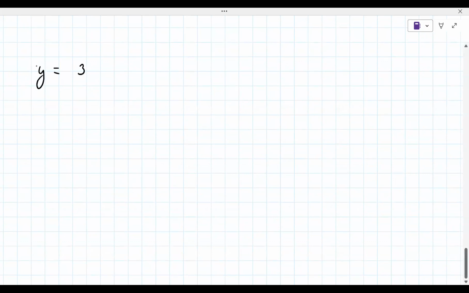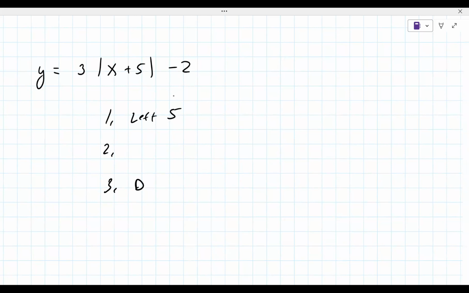y equals 3, absolute value of x plus 5, minus 2. This is 1, 2, 3 transformations. Can you tell me what x plus 5 does? 5 left. 5 left or left 5? Very good. Now the order does matter. So if you said 2 down, well, yeah, it is down 2, but that's the third one. This 3 is the second one. It's a vertical stretch. And the reason it's a stretch is because the number is bigger than 1. So vertical stretch by 3.